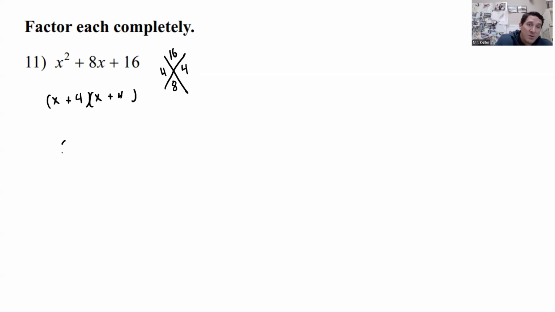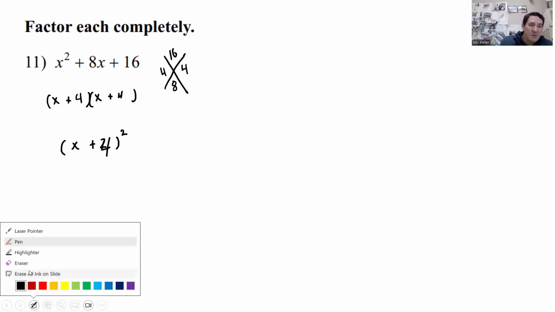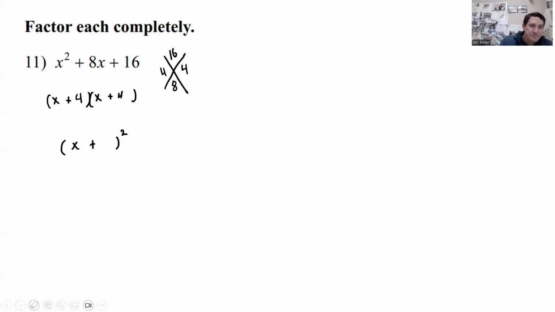So what we're going to do is write this as x plus 4 squared. I don't know why I wrote 2. And there we go. So we have our perfect factors there. And that's it. So once you have identical factors, squish them together, write it as that factor squared.